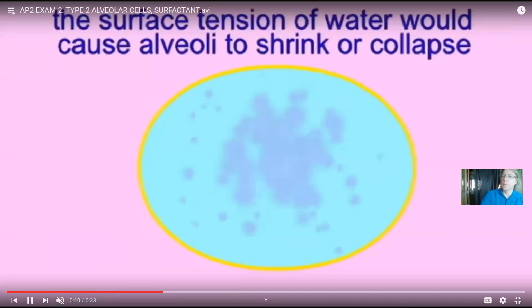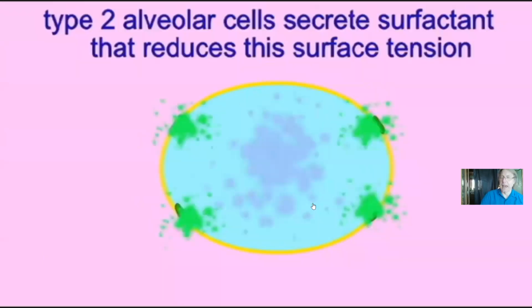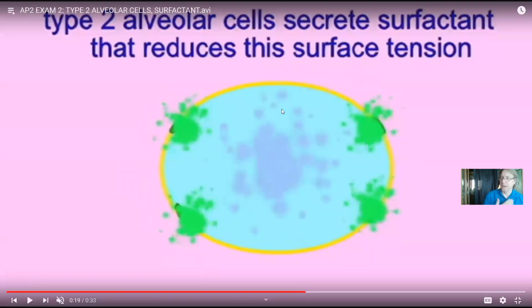The problem then is, since water has a high surface tension, since water molecules are attracted to each other, this would tend to collapse an alveolus. In an adult, this would make it difficult to breathe, but in a child, such as a premature infant, this might make it impossible to breathe. And respiratory distress syndrome is a significant cause of infant mortality.